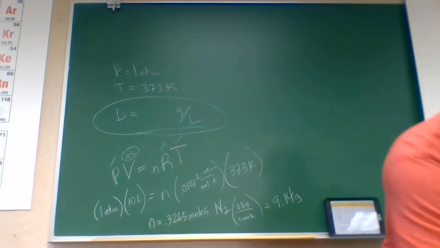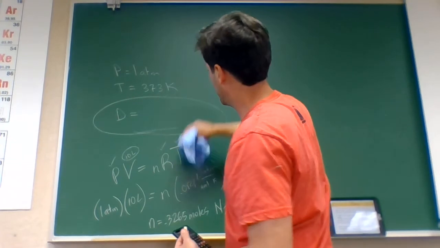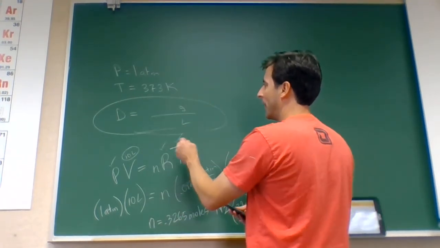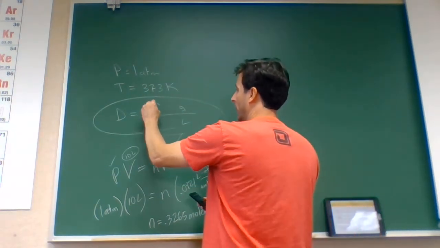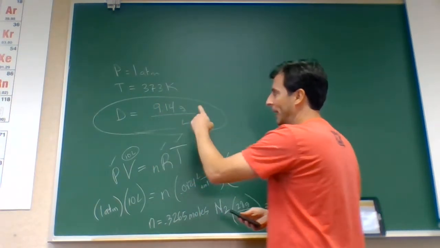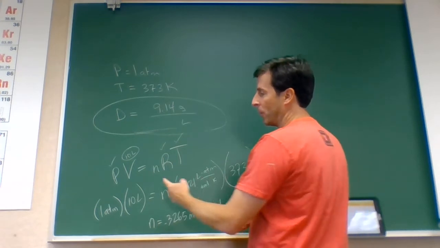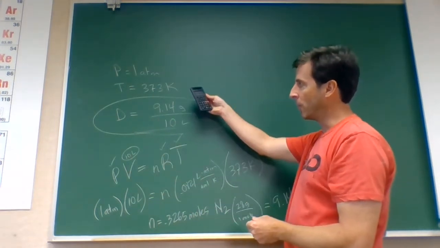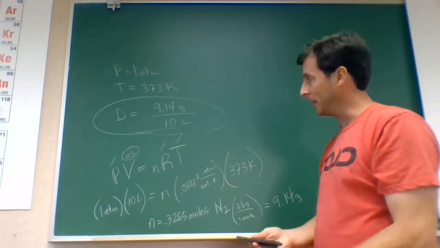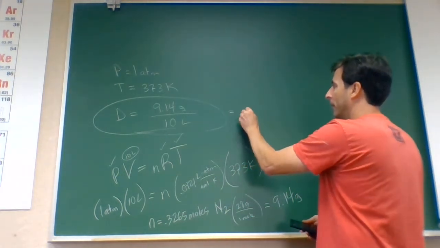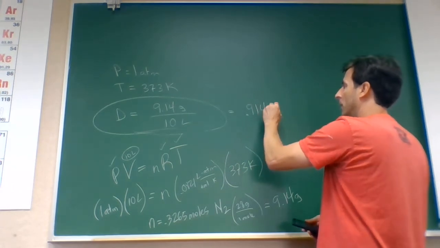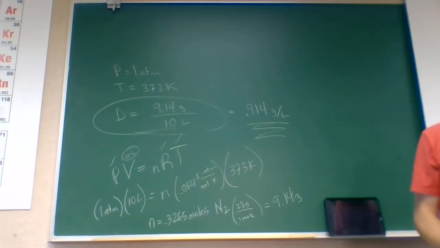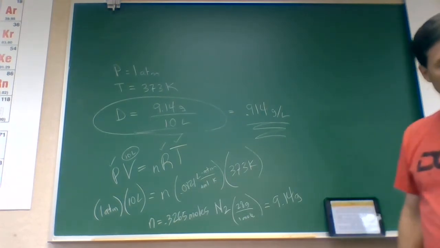Okay, and I'm actually going to rewrite my grams per liter. I'm going to write it as a true fraction. Grams on top, liters on the bottom. I'm going to put the 9.14 on top. That's how many grams of nitrogen I have. And then we locked in the volume at 10 liters. So if I do 9.14 divided by 10, that's going to be 0.914 grams per liter. That's the answer to the problem. Okay?